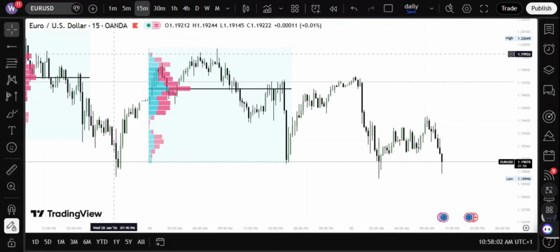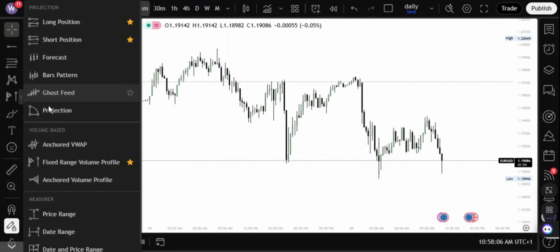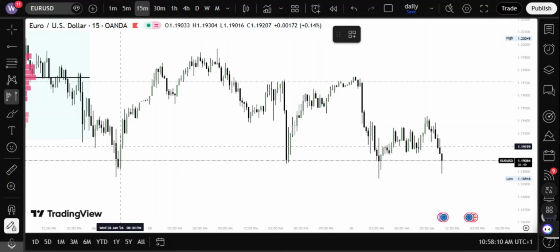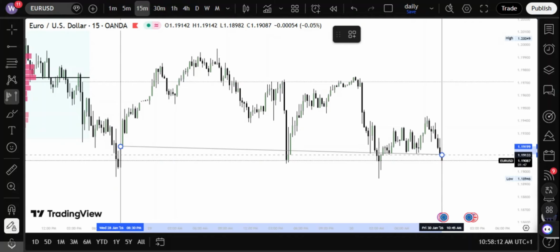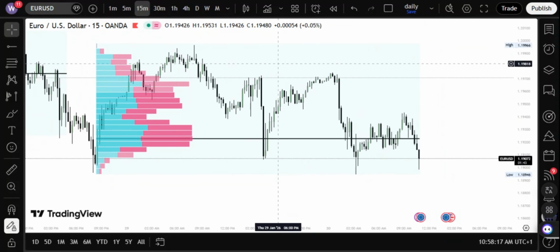I think this range is too close. Let me expand the range so that we can understand what I'm trying to achieve here. So let's say we start from this to this edge. So right here, there are several ways you can make use of this indicator.